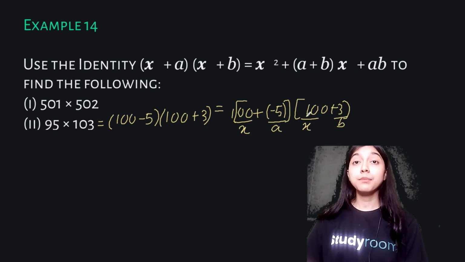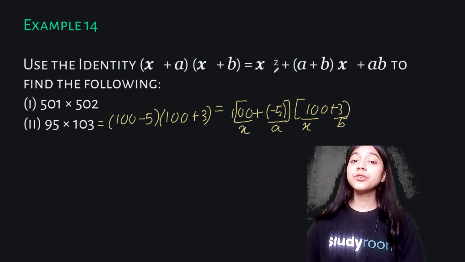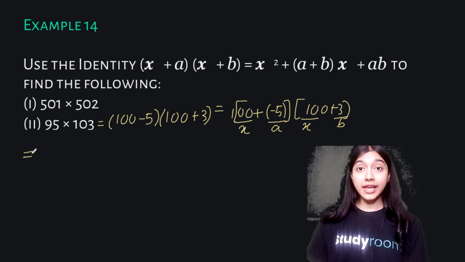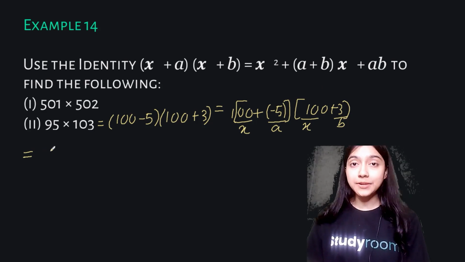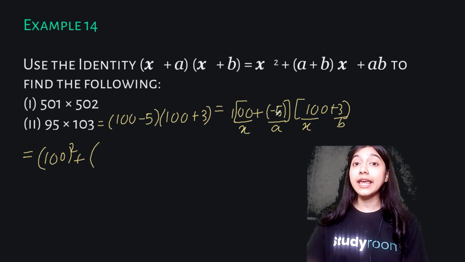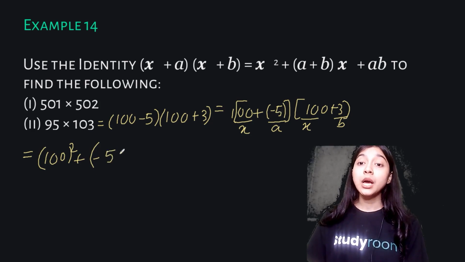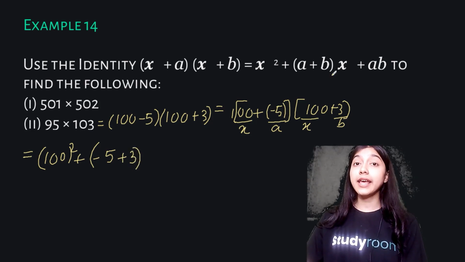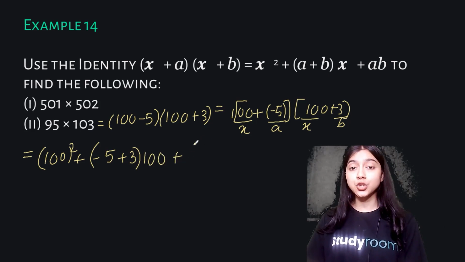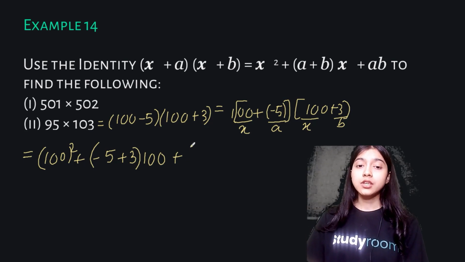So, it is an identity that I taught you earlier. X plus a multiplied by x plus b. So, we will use the right hand side to solve this given question. So, x plus a into x plus b gives us x square plus a plus b x plus ab. So, I'll write x square, that is 100 whole square, plus a plus b. Over here, a is minus 5. So, I'll write minus 5 plus b. B is plus 3. So, I'll write minus 5 plus 3, which is multiplied with x. So, I'll write 100 in place of x. Now, we have plus a into b. A is minus 5 and b is 3. So, I have minus 5 multiplied with 3.